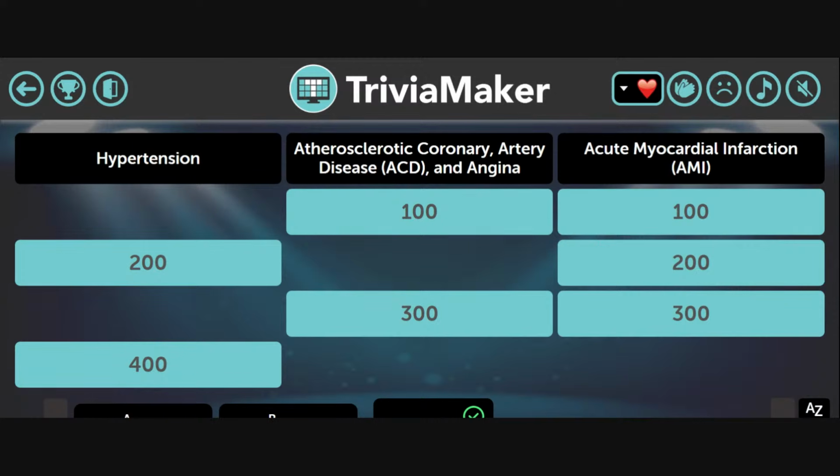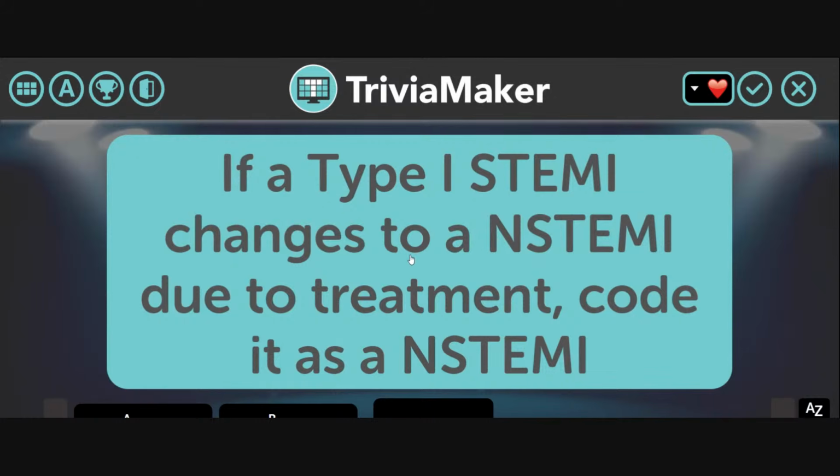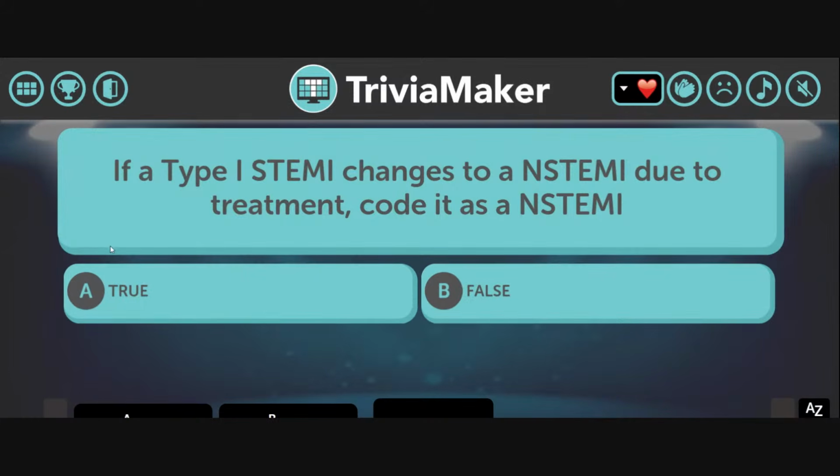Let's go back to AMI and let's do a 100. Okay, true or false? If a type 1 STEMI changes to a NSTEMI due to treatment, code it as an NSTEMI. I know I just said STEMI so many times. So I'll give you guys a few seconds to solve this one. You got it. Let me know in the chat.